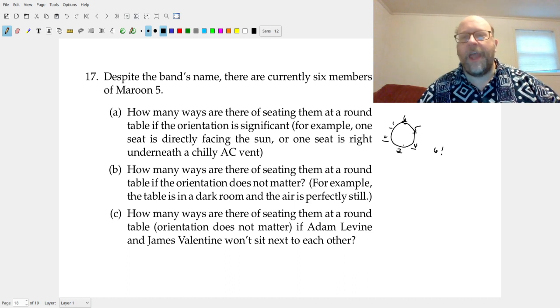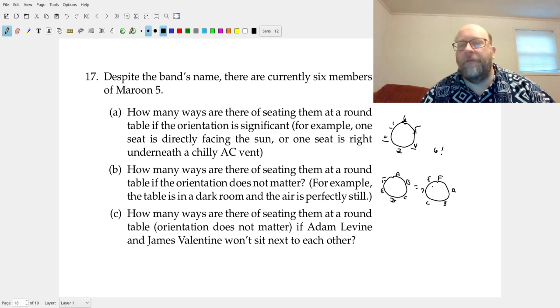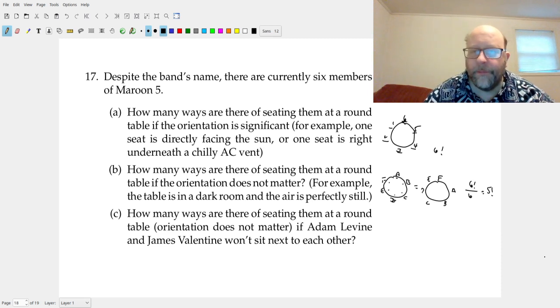If the orientation of the table doesn't matter, then this seating arrangement, A, B, C, D, E, F, is the same as this seating arrangement. That is because the orientation of the table doesn't matter. And so out of these 6! orientations, they cluster in groups of 6. 6 of them are different rotations of the same thing. And so we would get 6 factorial divided by 6, which turns out to be only 5 factorial. Okay.